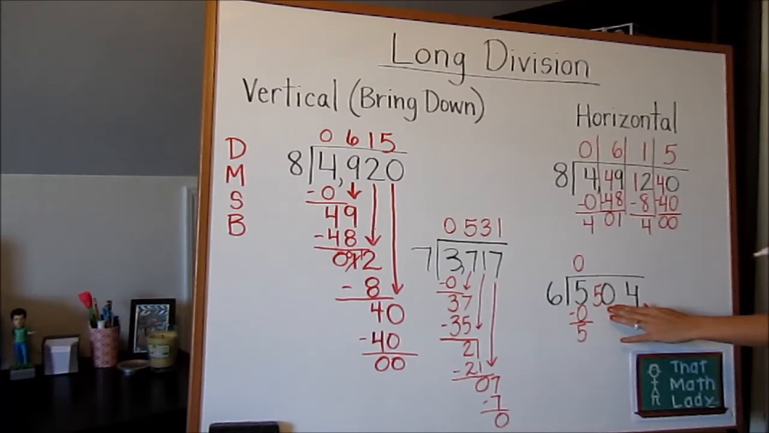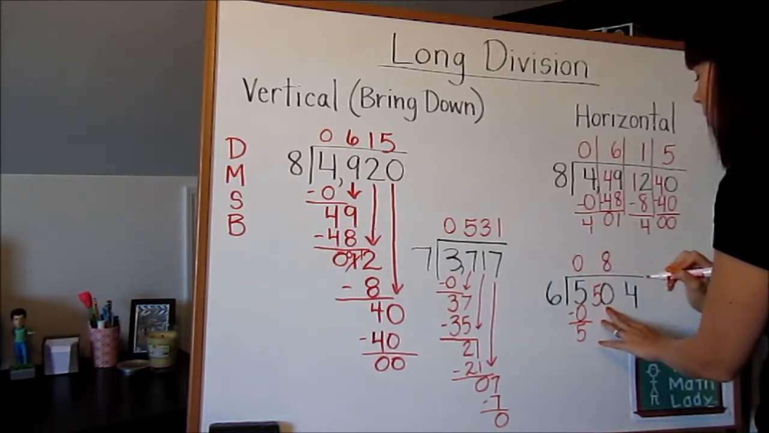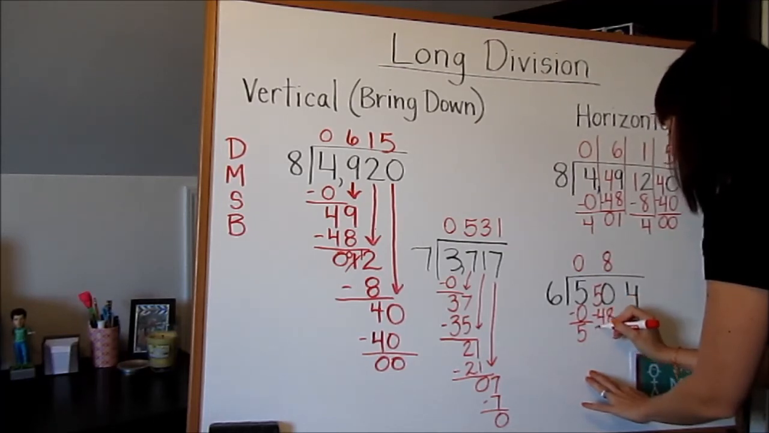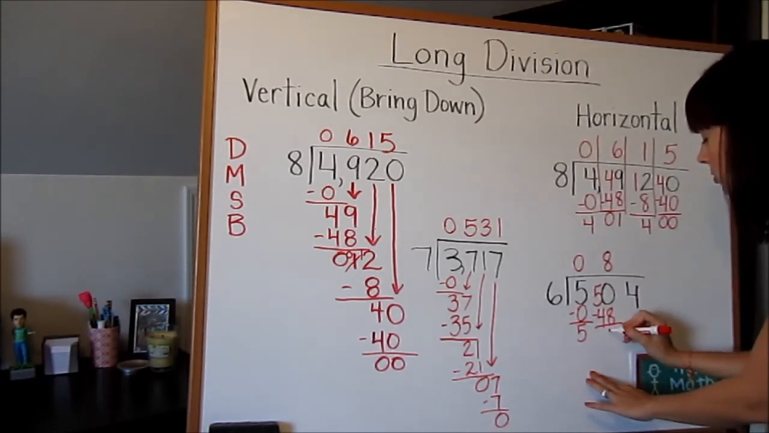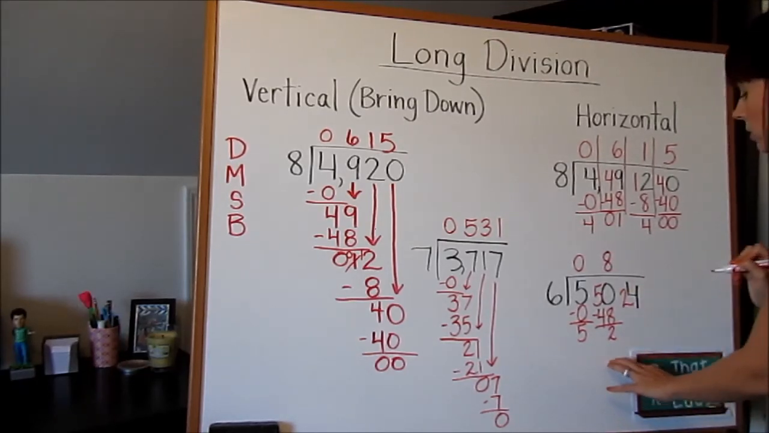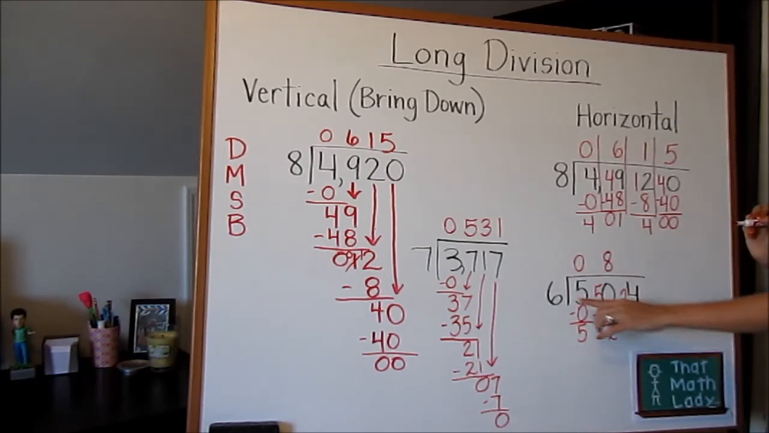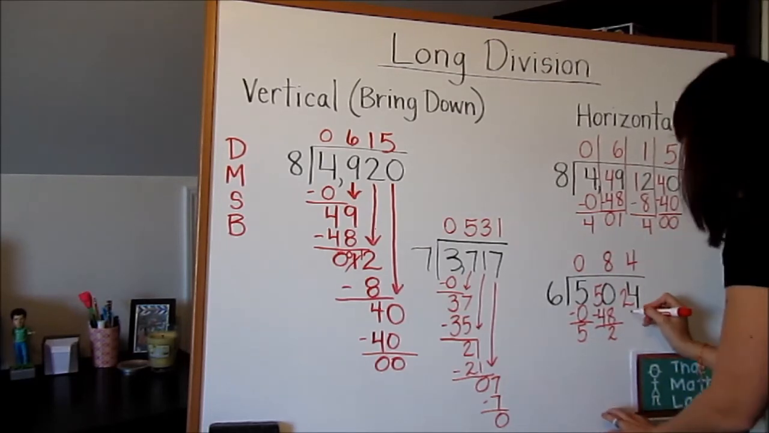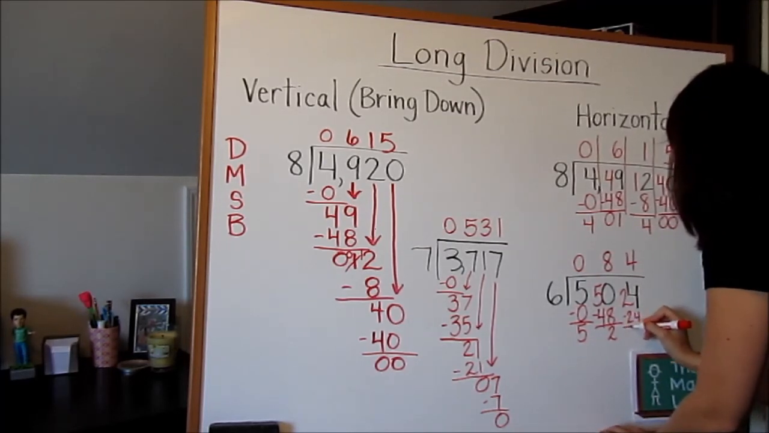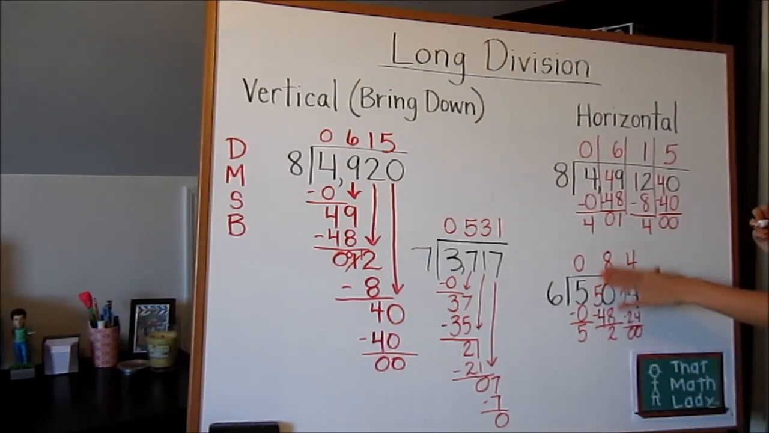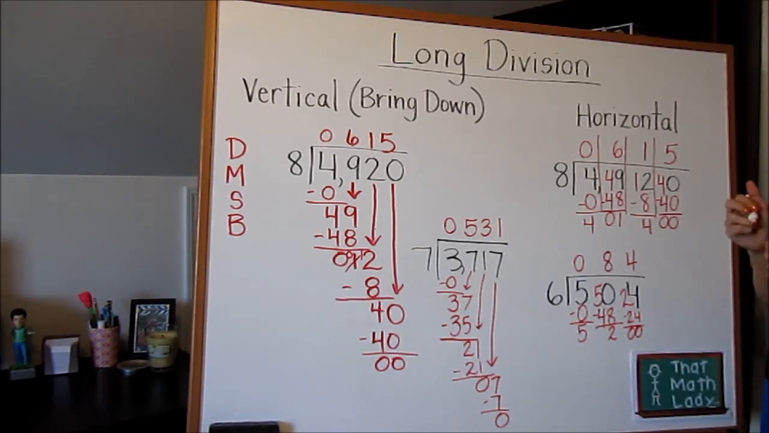6 goes into 50 8 times. 8 times 6 is 48. Okay, subtract again. 50 minus 48 is 2. And I'm just going to move that back up here next to the 4. So this becomes a 24. And 6 goes into 24 4 times exactly. 4 times 6, 24. And 0. So my answer here, 504 divided by 6 is 84. And that's two different ways that you can do long division.